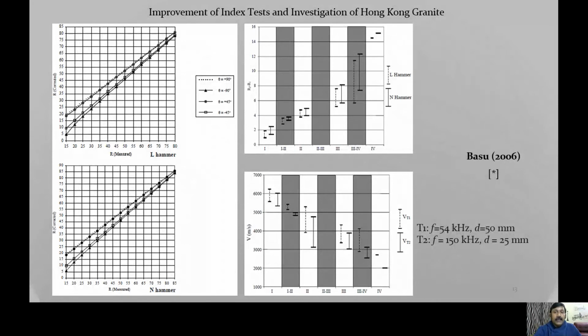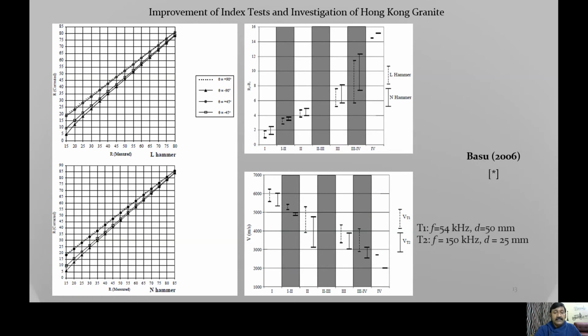That means we need to normalize the rebound value in the horizontal direction if the direction of application is not horizontal. Regarding this, we have a chart proposed by Deere and Miller in 1966, which was developed empirically, and for 4 different directions, the rebound value can be normalized in the horizontal direction.